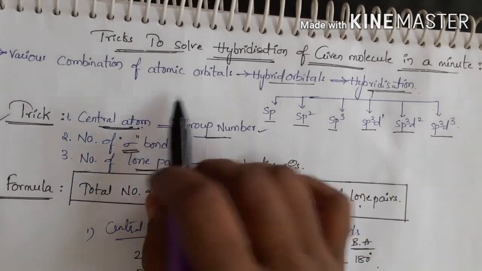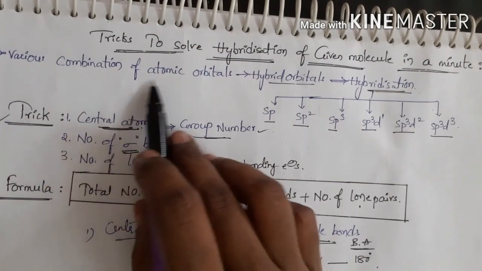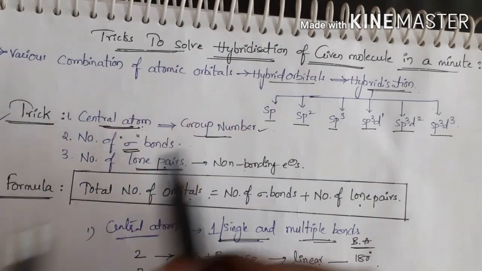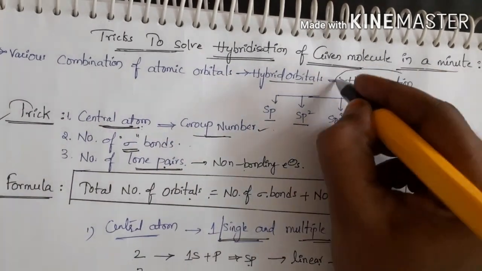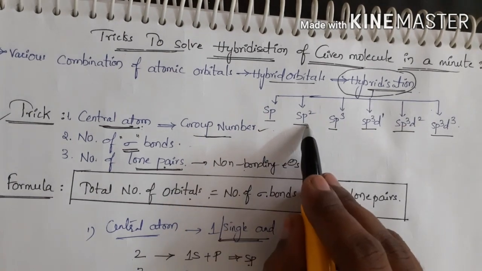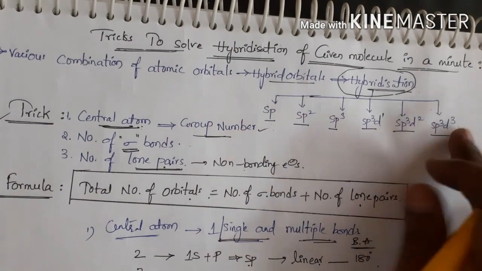Today's topic is tricks to solve hybridization of a given molecule in a minute. Various combinations of atomic orbitals will give the hybrid orbitals, and the whole process is called hybridization. Hybridization involves sp, sp2, sp3, sp3d1, sp3d2, sp3d3 hybridization.